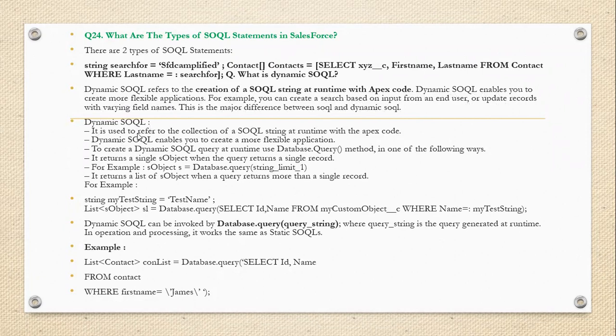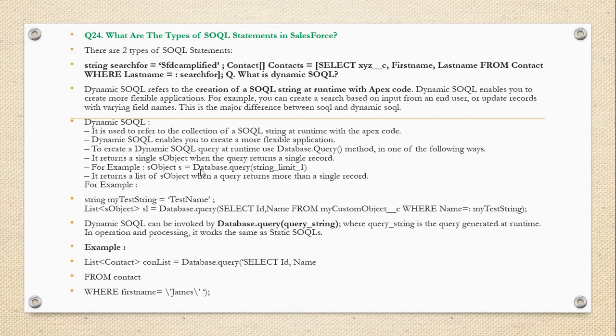Dynamic SQL is used to refer to the creation of SQL strings at runtime within the Apex code. Dynamic SQL enables the creation of more flexible applications. To create a dynamic SQL query at runtime, use database query methods in the following ways.